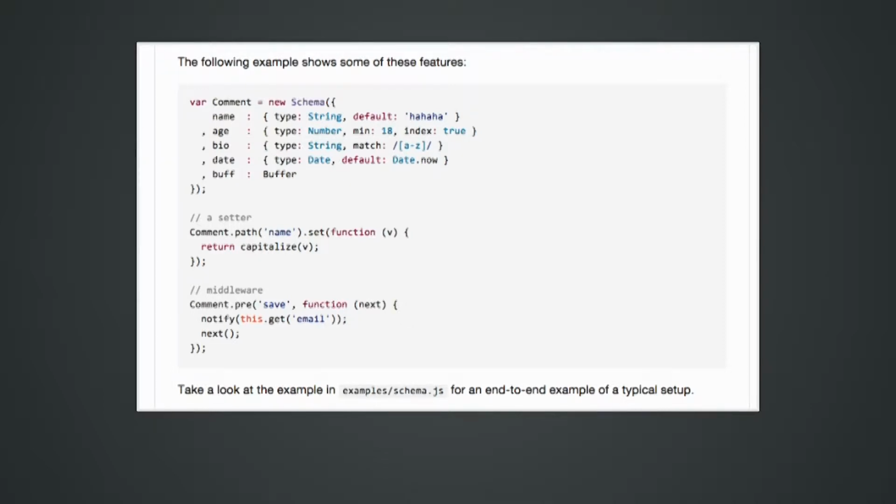A comment is of type string and it has a default value. Maybe not the best default value, but a default value nonetheless. A number can have a minimum value, a maximum value, and it looks like we're going to be writing a lot of queries on age, so we are going to index it right here from the class definition. Bio is a string, and we've put some validation in there. It's going to match that regex.